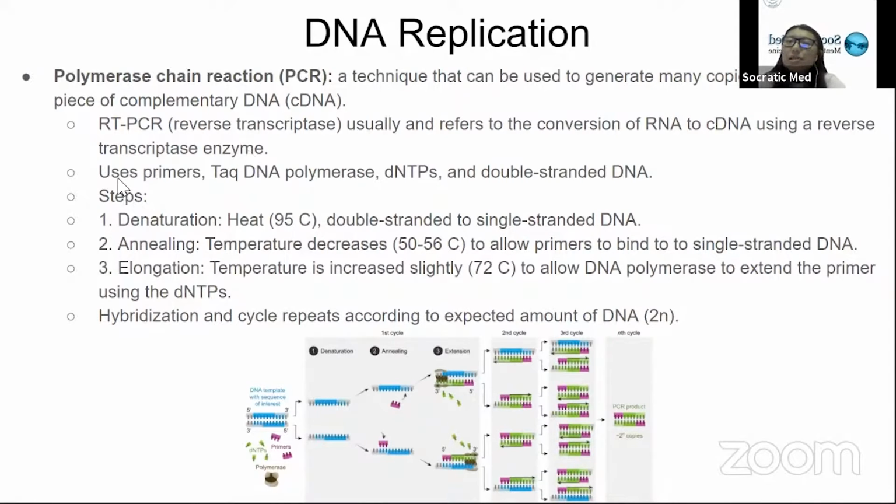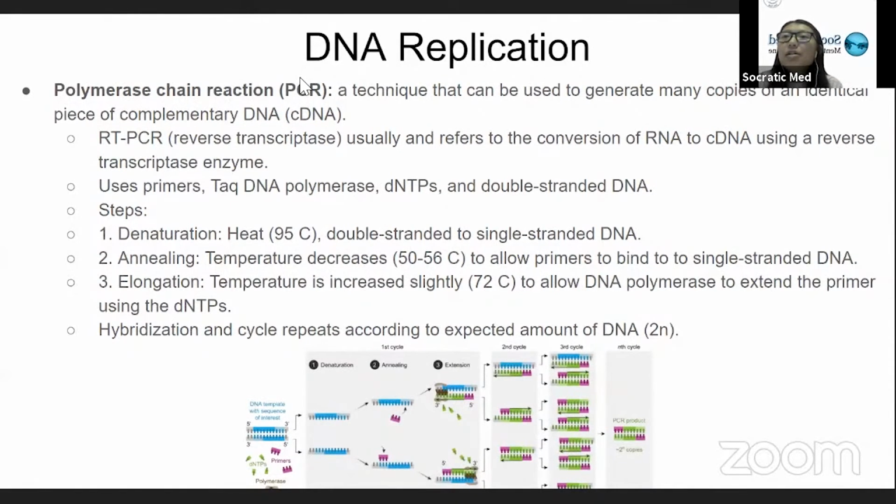PCR uses primers. The main things that we need for the PCR technique to be done are primers, Taq DNA polymerase, dNTPs, and double-stranded DNA. So this might just be a review, but the steps of PCR are, first, denaturation. This is usually done at really high heat. I'm putting an example here of 95 degrees Celsius.